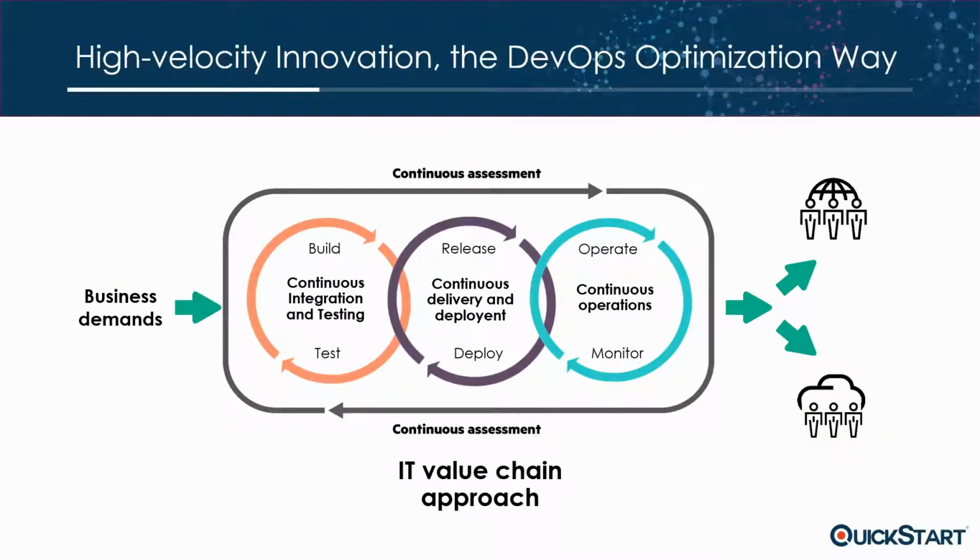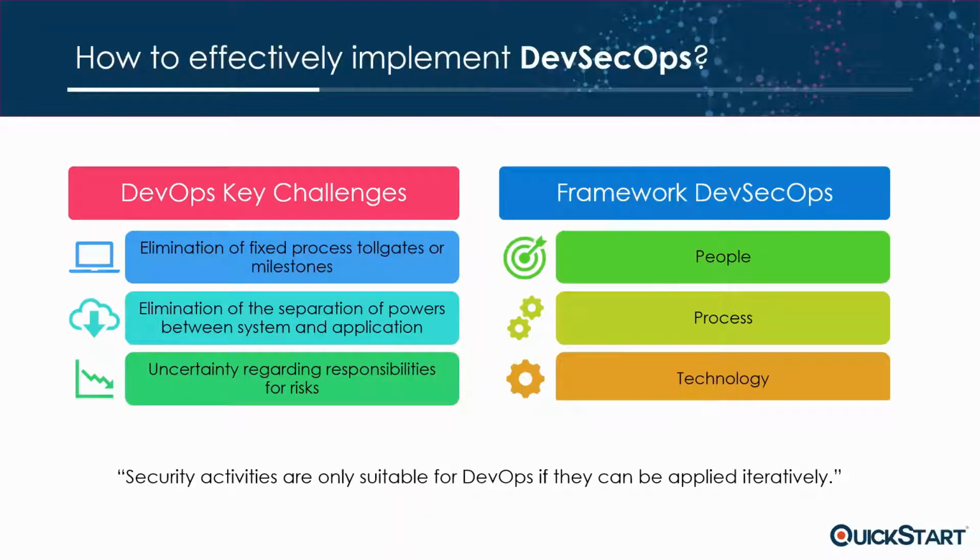The different processes that we have in DevOps are continuous integration, continuous delivery and deployment, where we use the D for both, and continuous operation. Everything turns around continuous assessment, attending to business demands and producing business outcomes. So this is really the IT value chain approach that we'll be talking about.